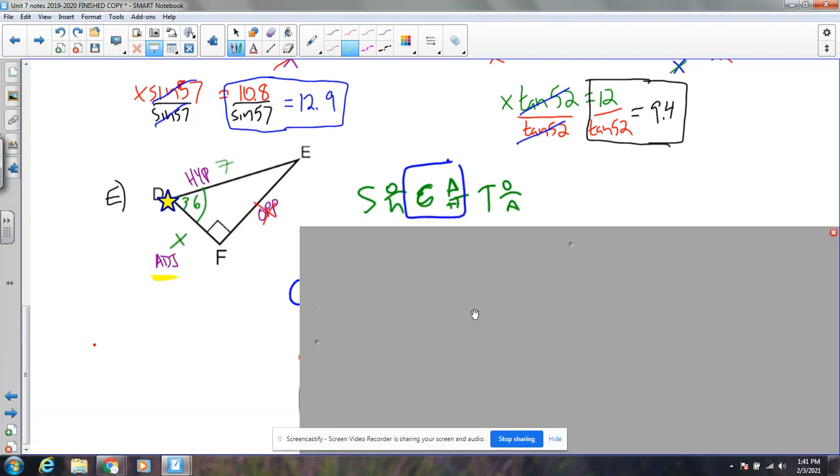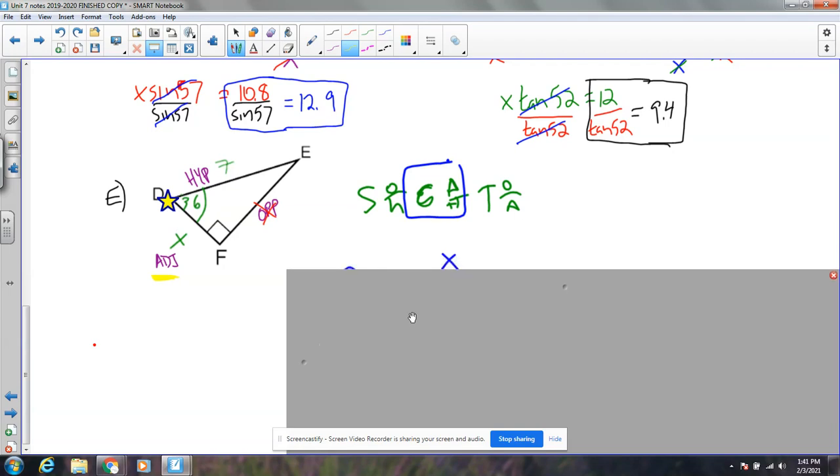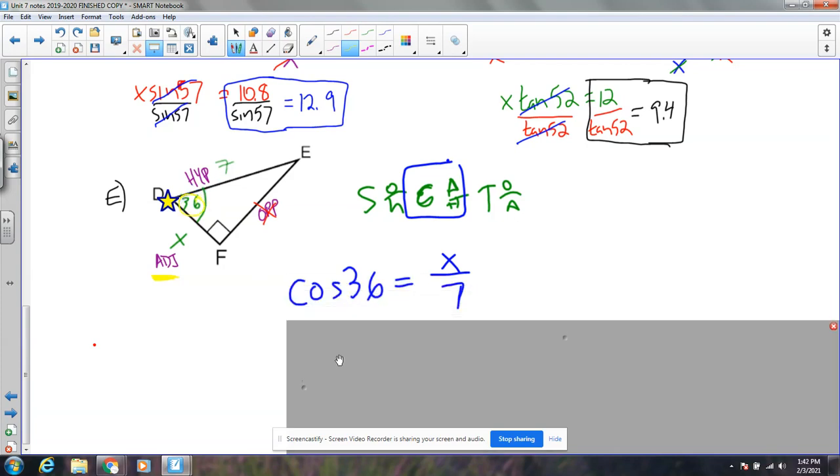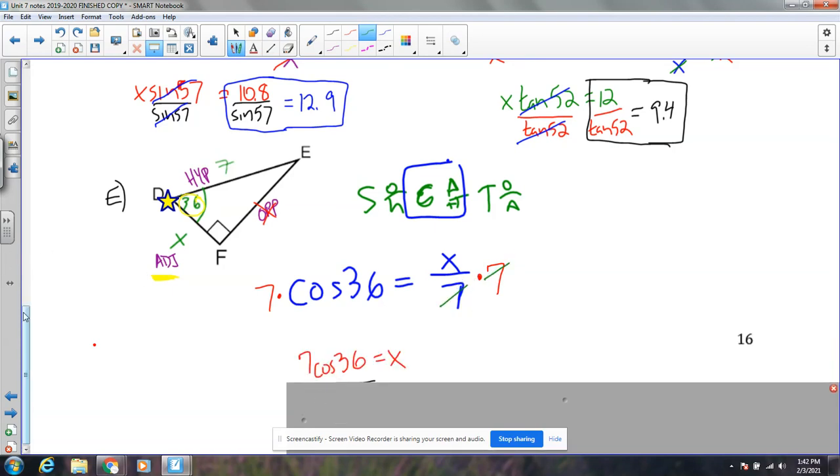So we go to our SOHCAHTOA. The one that uses the adjacent and the hypotenuse is cosine. So the ratio I set up is that the cosine of the angle, it's always the cosine, sine, or tangent of the angle, equals the adjacent side divided by the hypotenuse. To get rid of our fraction, I'm going to multiply both sides by the denominator. That gets my 7s here to divide out. And I'm left with x equals 7 times cosine of 36.